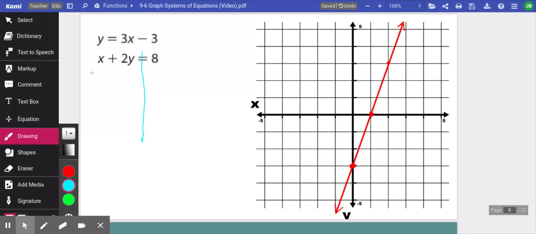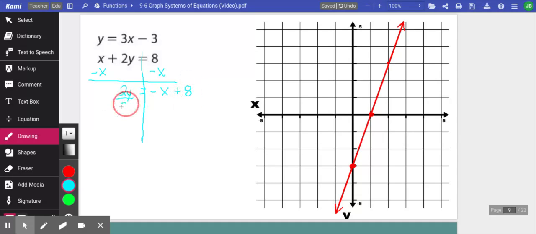So I build a wall. I'm going to use my identity property. X minus x is 0, and 0 plus 2y is 2y. I subtracted x on the other side. So I'm going to write this as negative x plus 8.